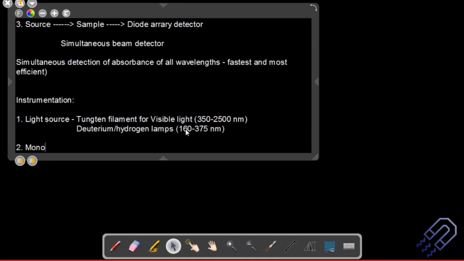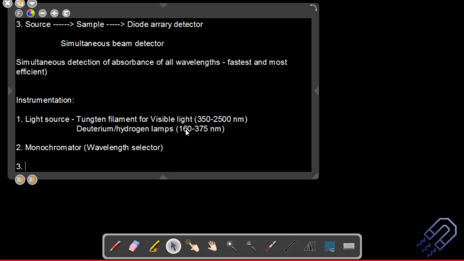Then I will compare with the previous mode of instrumentation, and look into the instrumentation part. I'm going to write on this. And finally, we have the sample stage, and you see how the samples are placed, depending on what kind of detector you are using, whether it is a double beam or a single beam.